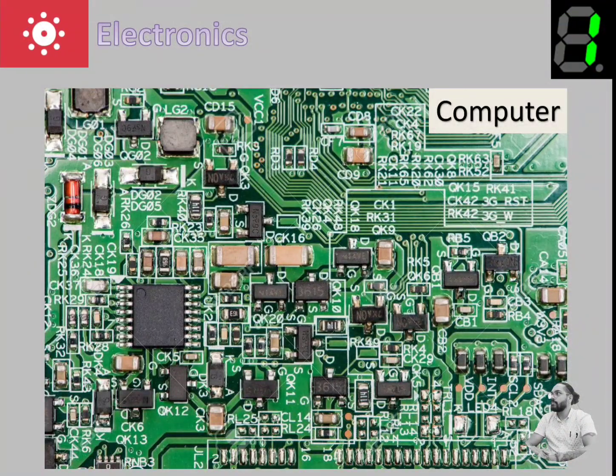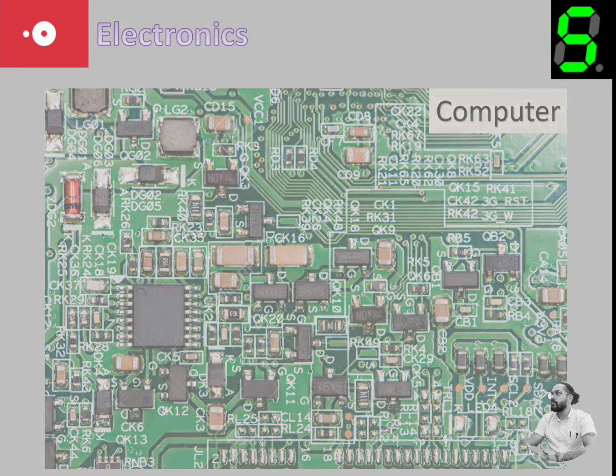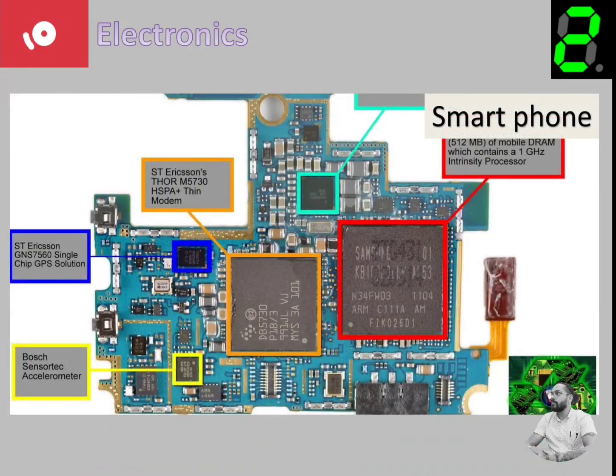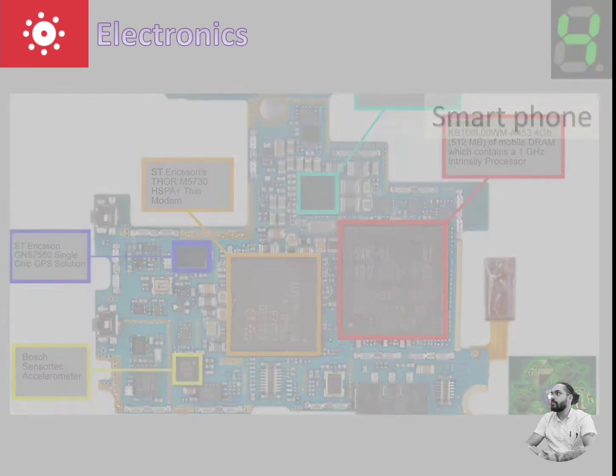This is a circuit board from a computer. As you can see, there are very tiny components, and these components are electronic components, and each one of these little components plays a very important role. They form a circuit that helps to carry out specific tasks. This is another circuit board which is found in our mobile phones.